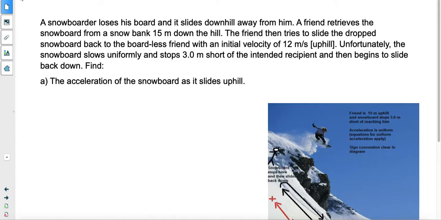Let's look at another example here. This one's a little bit longer. So a snowboarder loses his board and it slides downhill away from him. A friend retrieves the snowboard from a snowbank 15 meters down the hill. The friend then tries to slide the dropped snowboard back to the boardless friend with an initial velocity of 12 meters per second uphill. Unfortunately, the snowboard slows uniformly and stops 3.0 meters short of the intended recipient and then begins to slide back down. So in part A, we want to find the acceleration of the snowboard as it slides uphill.